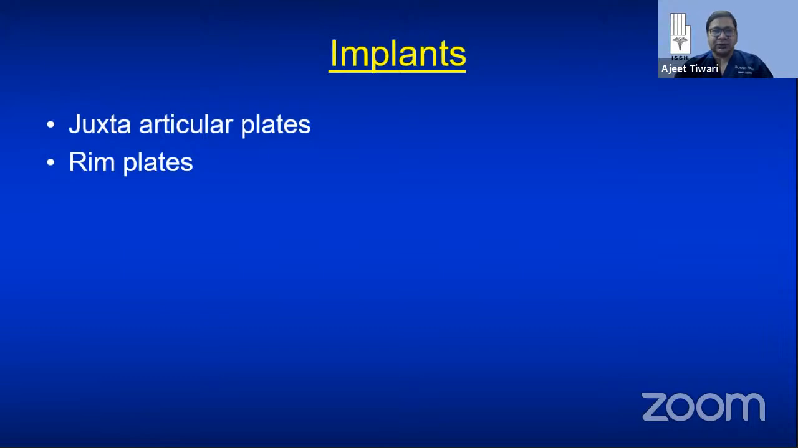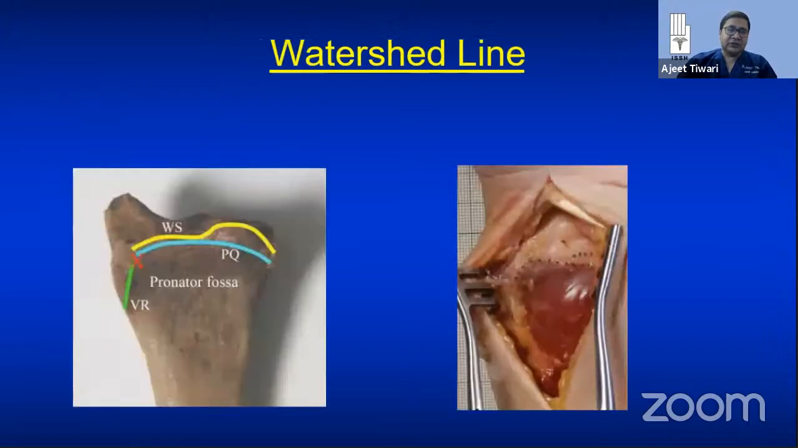One is the juxta-articular plates and the other is the rim plates. Whatever implant you use, it doesn't matter. What is important is that the basic science behind it should be known. For the juxta-articular plates and rim plates, we should know what plate is meant for what. So what is a juxta-articular plate? What is a rim plate? We should know that there's a watershed line.